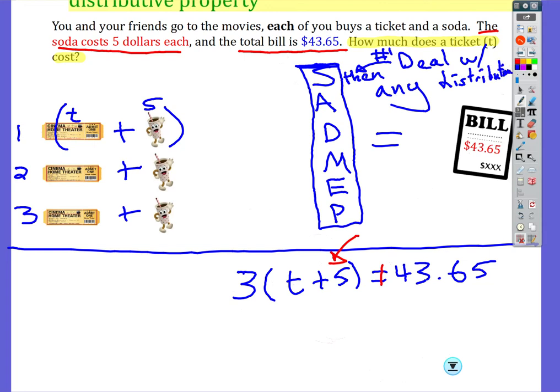So what I'm going to do first, since this isn't actually a 5, it's a 3 times a 5, I'm going to apply my distributive property we worked on last week. So go ahead and draw my arrow, and I have 3 times t, which is just 3t, plus 3 times 5, which is 15. And that's going to be equal to 43.65.